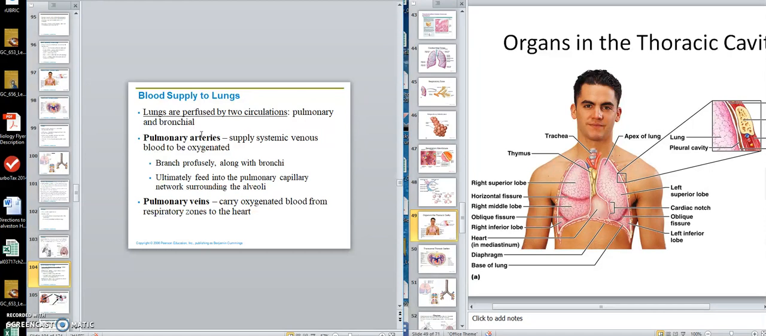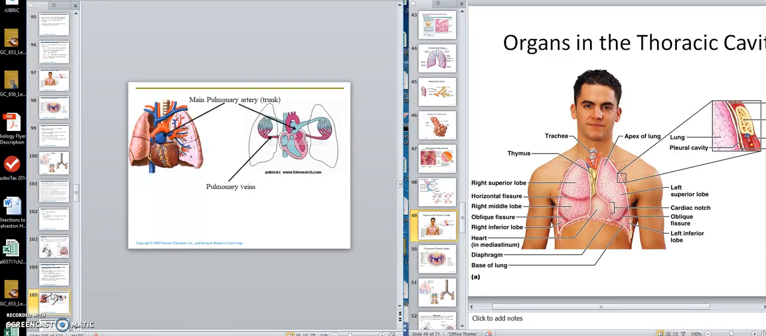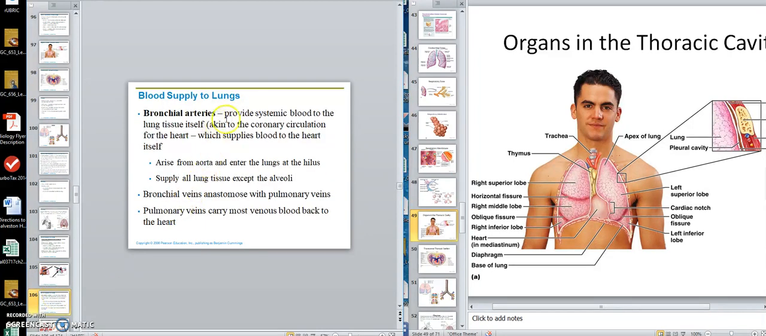But the lungs themselves are tissues, and they steal a little bit of oxygen from the pulmonary for their own well-being. But they also have something else called the bronchial circulation, because I still need to take care of the pipes and everything. I've got to keep that tissue in the pipes living too. So the bronchial circulation, here's the pulmonary artery, pulmonary veins. This bronchial provides systemic blood to the lung tissue itself, akin to the coronary circulation. It arises from the aorta and enters the lungs at the hilus.